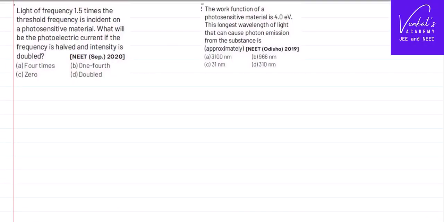We are solving two questions from the photoelectric effect, that is from dual nature of matter. The questions were given in NEET in previous years. The first question says, light of frequency 1.5 times the threshold frequency is incident on a photoelectric material. What will be the photoelectric current if the frequency is halved and intensity is doubled?